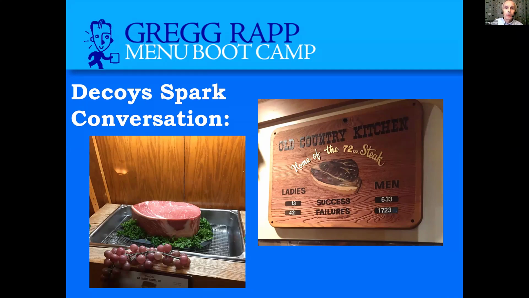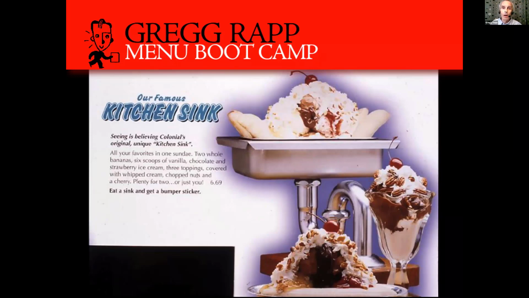So try and use them. Kitchen sink. This is not only a decoy, but like a positioning item. And what a positioning item is: just because you have this big banana split doesn't mean that we're going to sell a lot, but it will sell more bowls of ice cream or sundaes or whatever just by putting a big item on the menu.